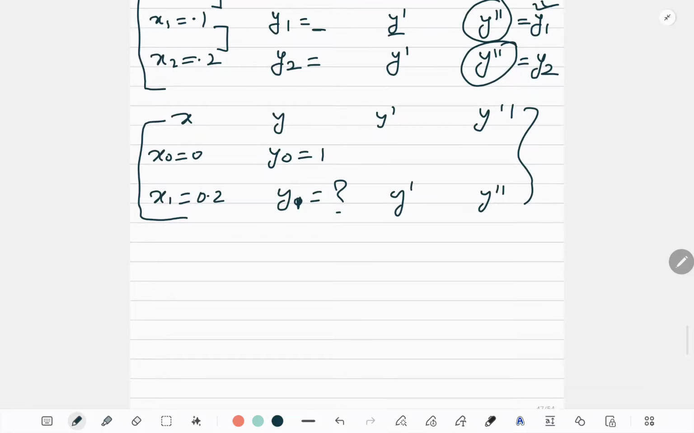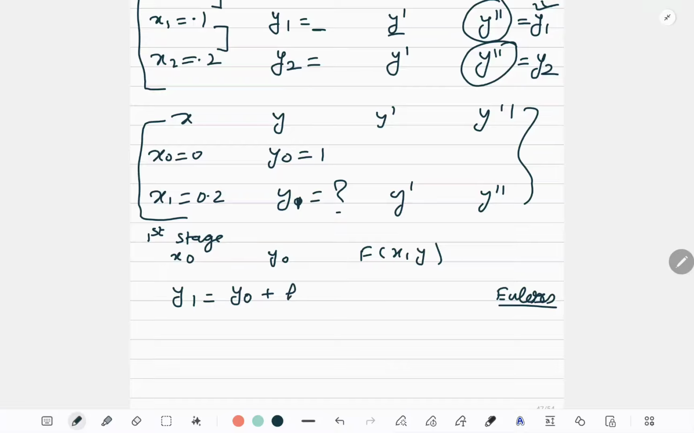Now how I will get the value of y1 and y2, that I will explain. Suppose I am doing the first stage. Okay, so always write down what your x0 is, what your y0 is and what your function is. Now for y1, I am applying Euler's formula. This is Euler's formula: y1 is equal to y0 plus h of f of x0, y0. This will give me the value of y1.